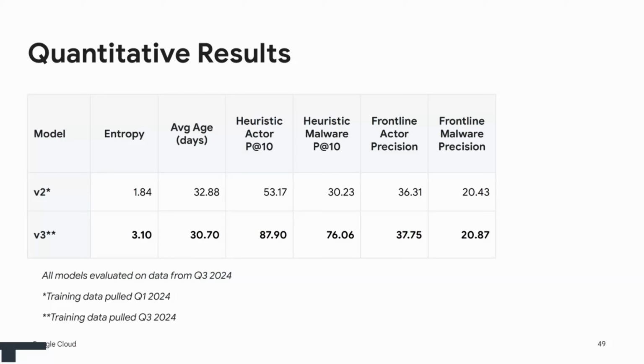You can see that, and I hope this kind of gets to the question of concept drift over time, right? The threat landscape's changing, and so as we retrain models over time, we can see that we get better performance, right? We get higher entropy, lower average age, better precision to that subject matter expert algorithm, and also better frontline intelligence precision.